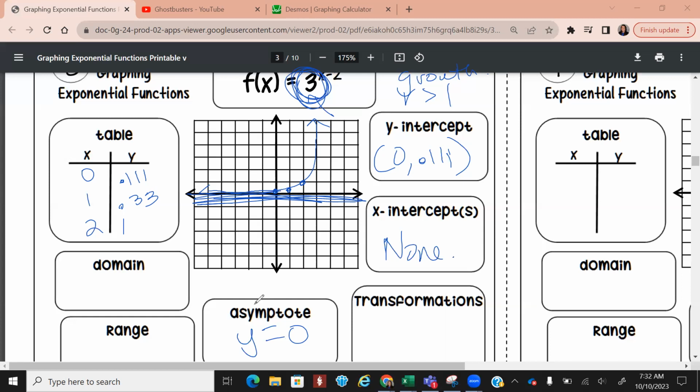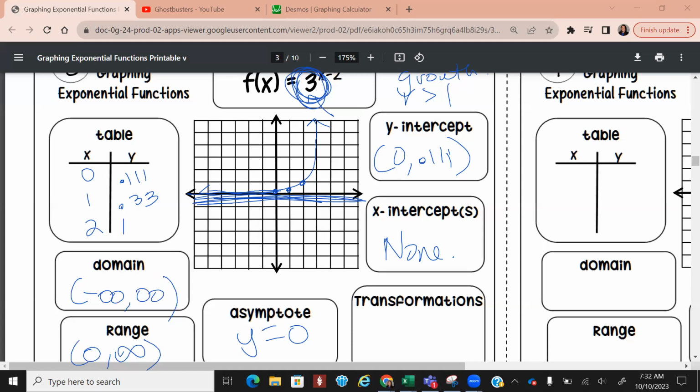Okay? What's our domain for exponential functions? Negative infinity to positive infinity. Don't get that one wrong, please. Okay, what's the range? 0 to positive infinity.